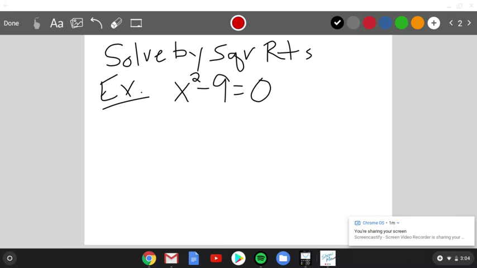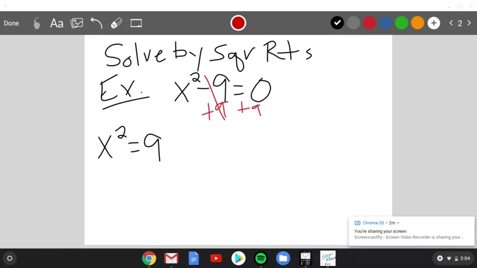When you solve by square roots, you want to get the x squared by itself, just like you're solving a normal linear x to the first power equation. So we want to add 9 to both sides. And then we've got x squared equals 9. Now we want just x. We want x by itself. So we need to get rid of the squared.